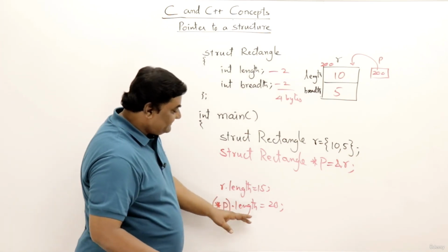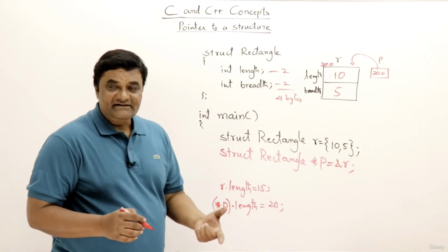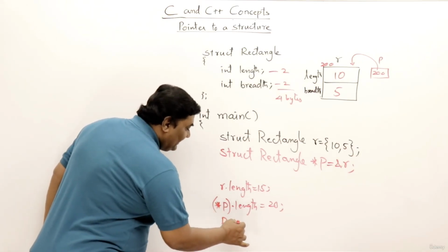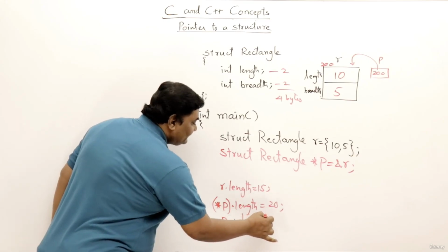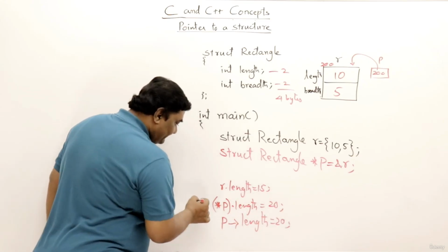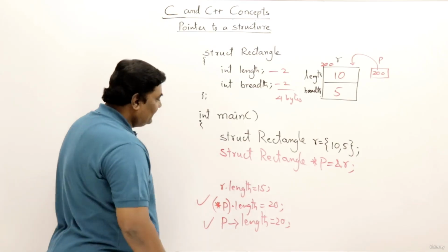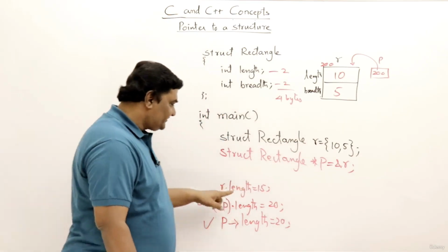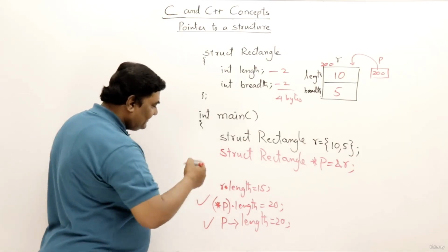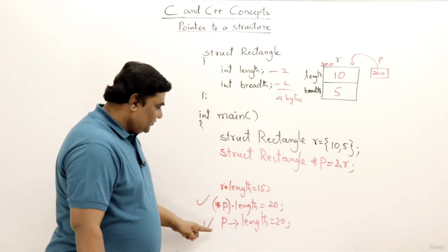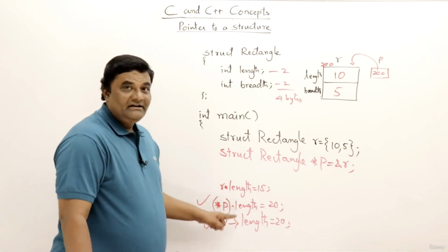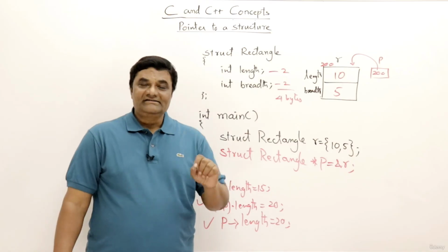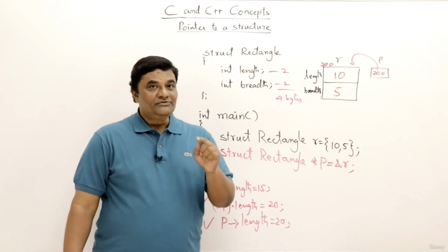So instead of following this syntax, C language gives a simple syntax for accessing the members using pointer. So I can simply say p arrow length assign 20. So either we can use this or we can use this. So finally, for a normal variable, use the dot operator, and for a pointer variable, use p arrow. Instead of dot, we have an arrow. So this is the method of accessing a structure using pointer.